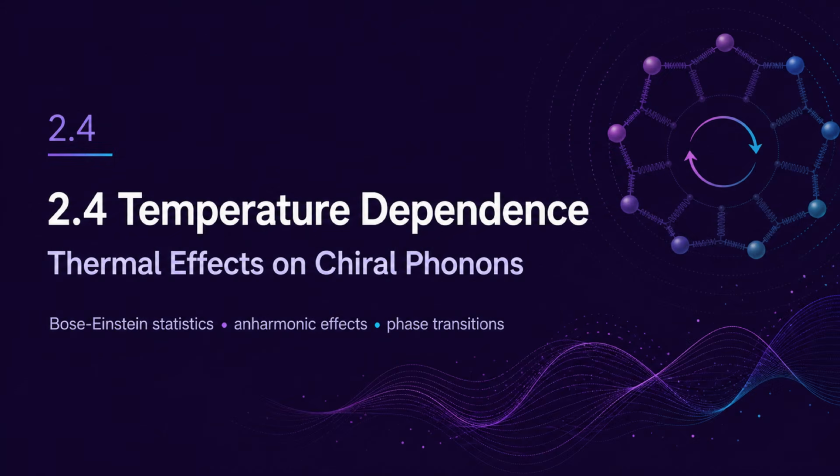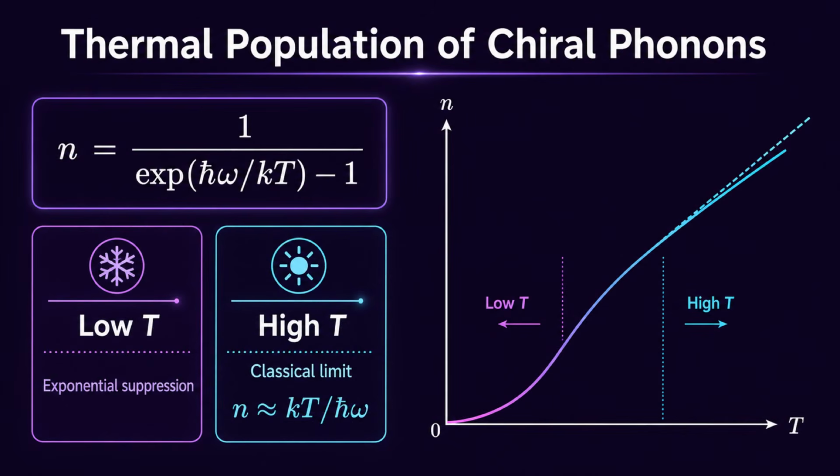Temperature plays a crucial role in chiral phonon physics. We'll examine thermal population statistics, effects on valley dynamics, anharmonic phenomena, and phase transitions that can destroy chirality. Chiral phonons obey Bose-Einstein statistics. The thermal population n equals 1 over the exponential of h bar omega over kT minus 1. At low temperature, phonon population is exponentially suppressed. At high temperature, the classical limit gives n approximately kT over h bar omega.